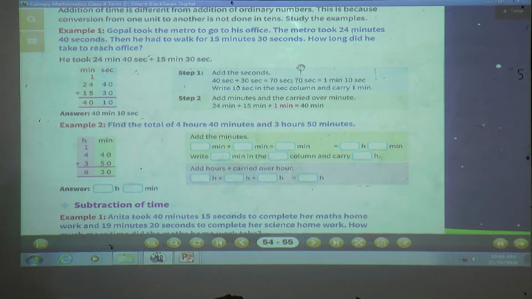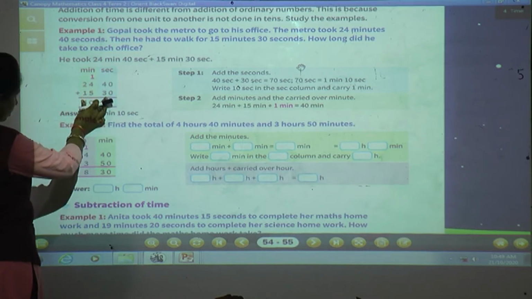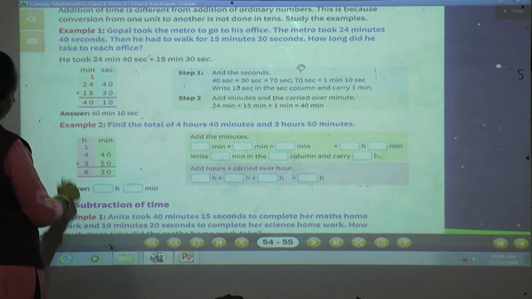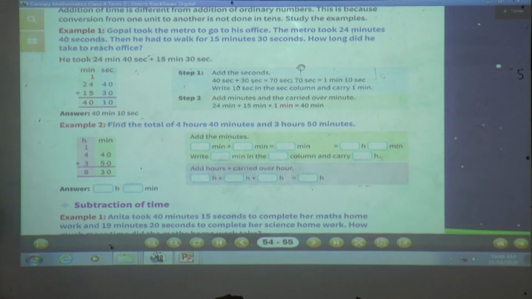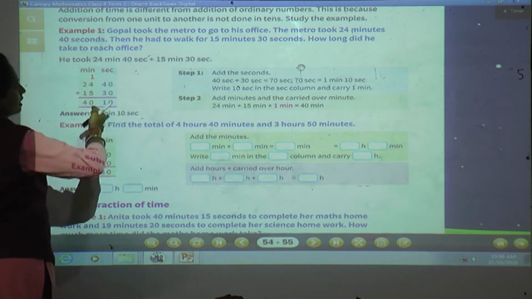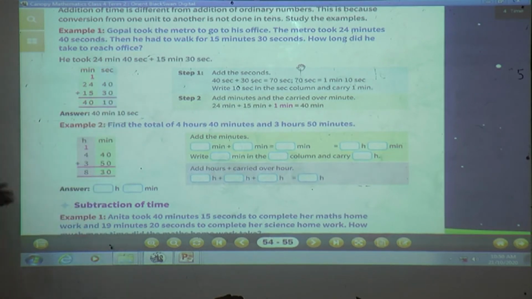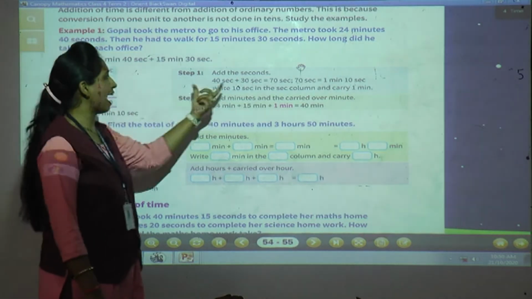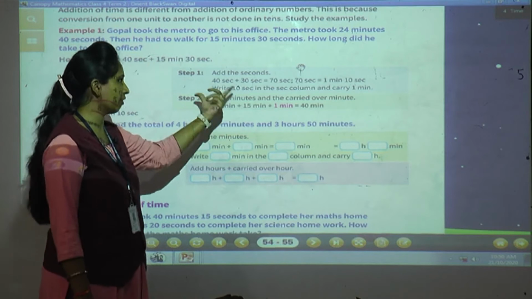Then what we have to do? We have to arrange both the numbers one below the other. Okay, then we have to add. But before adding, see, here we cannot go unit wise, units and tens, we cannot do. Why? Because here seconds we need to convert into minutes. So first you have to add seconds as a rough work.